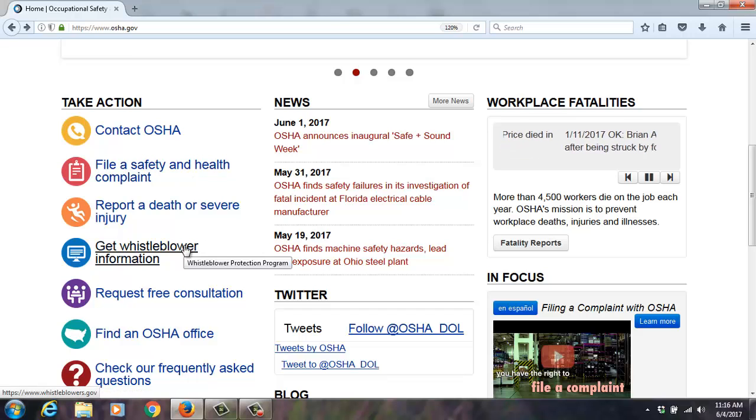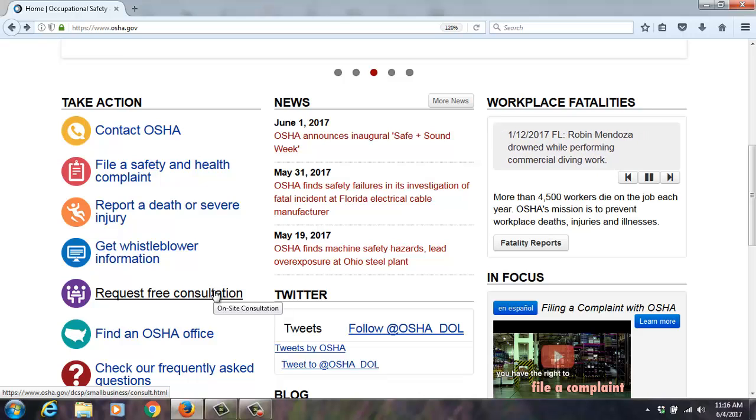To get whistleblower information, again, this was beefed up in the changes in the record keeping. Requests a free consultation. So that's, instead of OSHA just showing up to do a compliance inspection, you can request a consultation. If you want to find your local area office or offices in the area, you can click here.